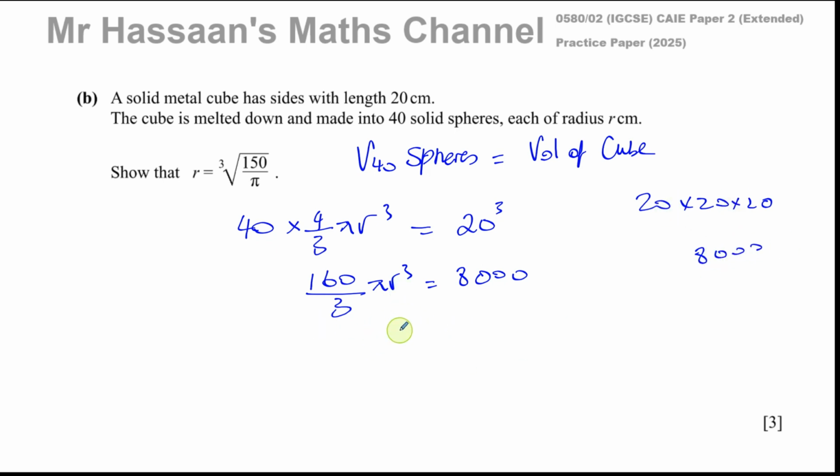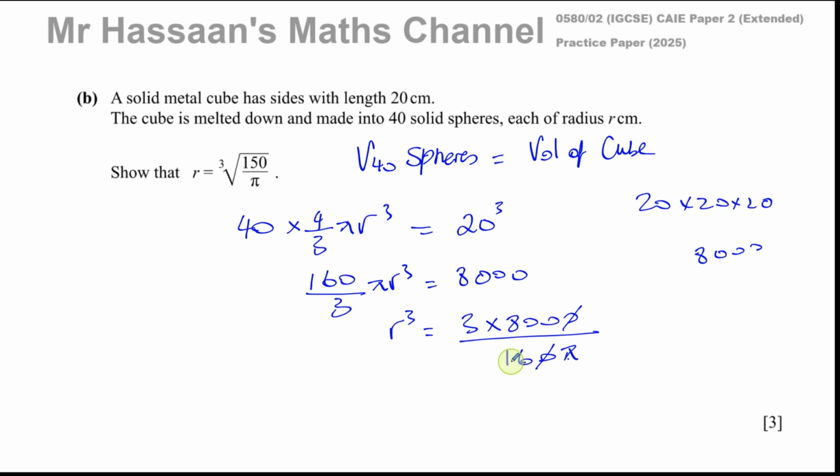Okay, so now we can rearrange this for r cubed. So r cubed is going to be 3 times 8,000 over 160 pi. Okay, so we can see here that a 0 can cancel with a 0. And we know that 16 goes into 80 5 times.